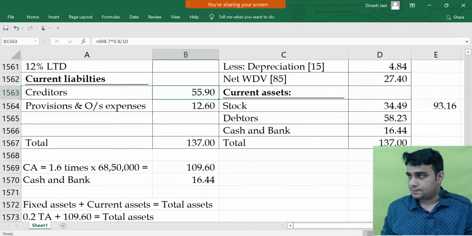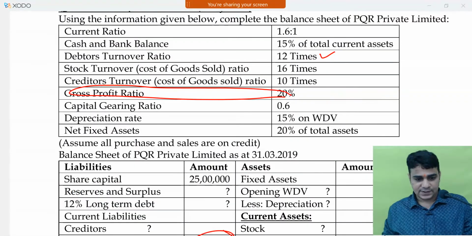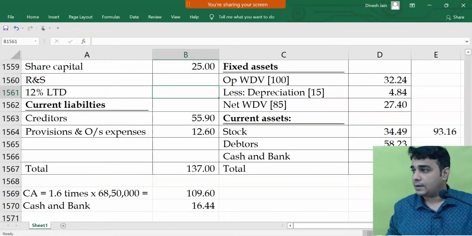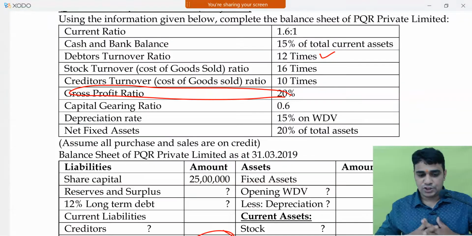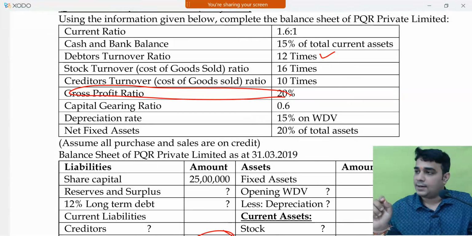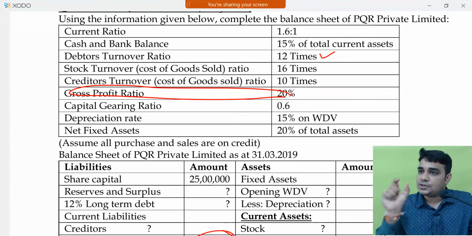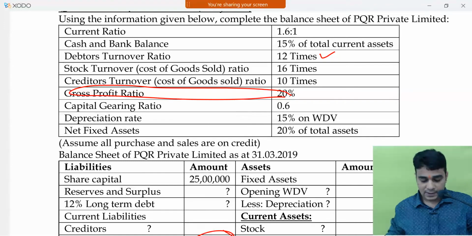Any doubts on this? The missing information now is reserves and surplus and 12% long-term debt. I'm not going to do it, I'm just going to quickly discuss it. Can you tell me which ratio will help there? Capital gearing ratio. Capital gearing ratio is fixed capital by shareholders funds.